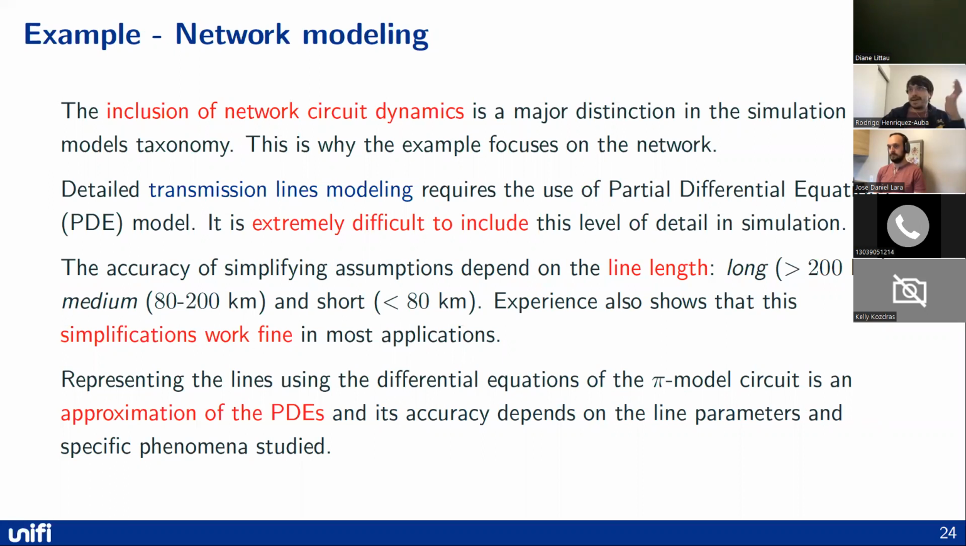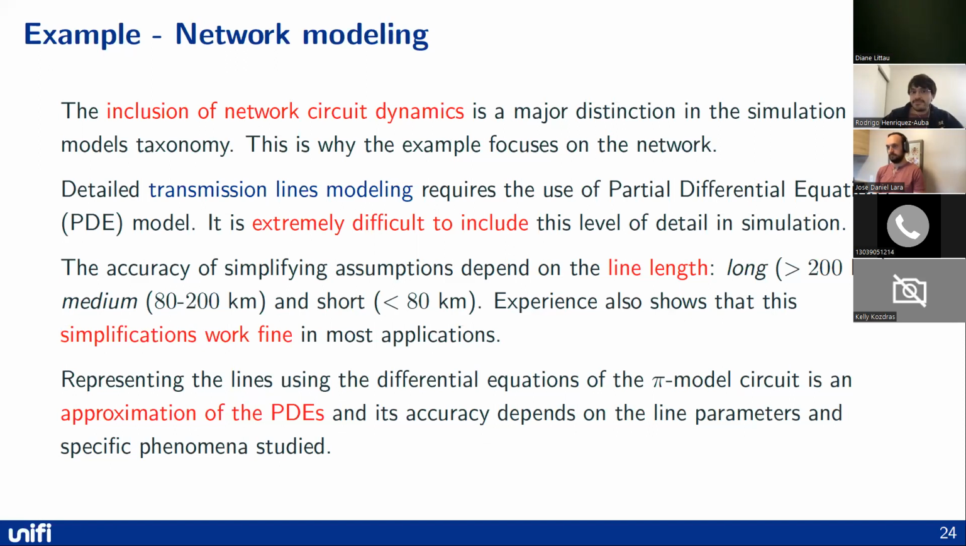Yeah, so as mentioned at the beginning, the inclusion of network dynamics is a crucial distinction of our proposed simulation taxonomy. For this presentation, I will introduce an example of how we can use transformations and simplifications in network modeling to achieve different simulation types. Just to clarify, similar approaches for model reduction can be used for inverters and machines, and have been used if you go to the literature.